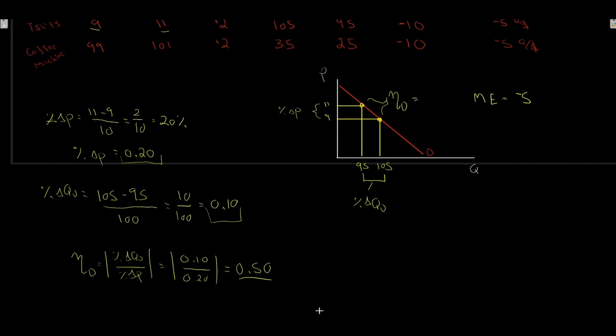Cool. What does it mean? What does it tell us, right? We did a bunch of math, great, but it's important to backtrack and say, okay, what is this math actually telling us? What does the math mean? In this case, for a 1% change in price, we will witness a 0.5% change in quantity demanded.